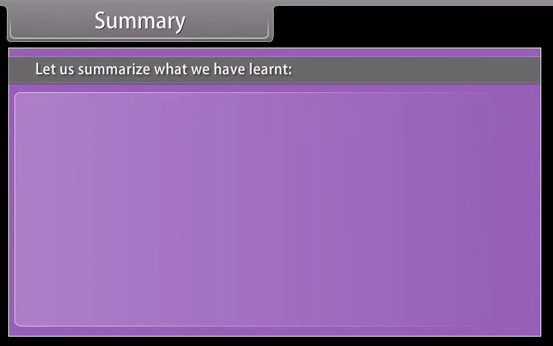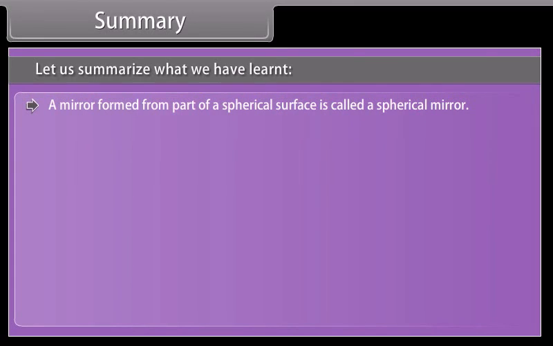Summary. Let us summarize what we have learnt. A mirror formed from part of a spherical surface is called a spherical mirror. The mirror equation: 1 by v plus 1 by u is equal to 1 by f.